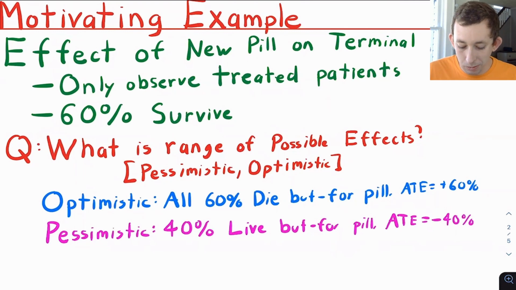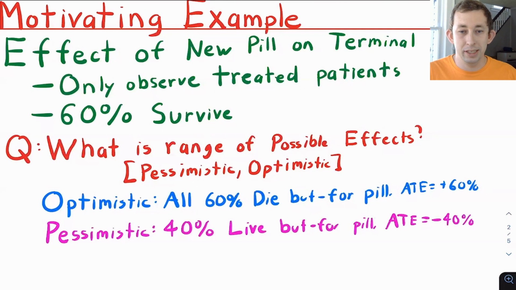When we're finding the range of possible values for this effect, we're going to think about the worst case scenario, being super pessimistic, and we're also going to think about the most optimistic scenario. Those are the endpoints of the range of possible values. So what is the optimistic scenario here? The optimistic scenario is that all of the 60% of these patients would have died but for the treatment, which means that your average treatment effect of taking this pill is plus 60% in terms of your chance to live.